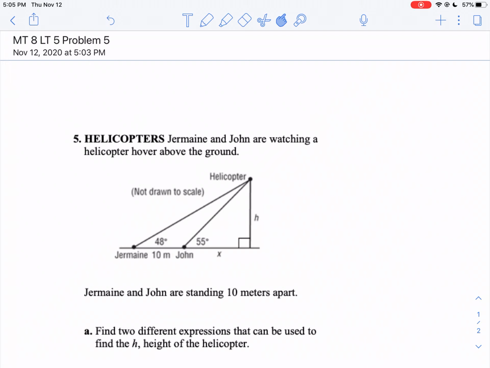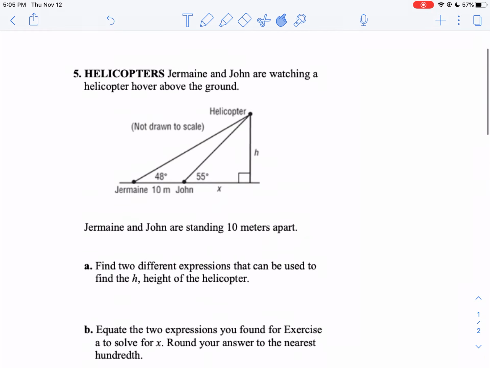All right, let's review problem 5 on your MT8 LT5 assignment. We start here, we have this picture of Jermaine and John. They're watching a helicopter hover above the ground. Jermaine and John are standing 10 meters apart. We want to find two expressions that can be used to find h, the height of the helicopter.